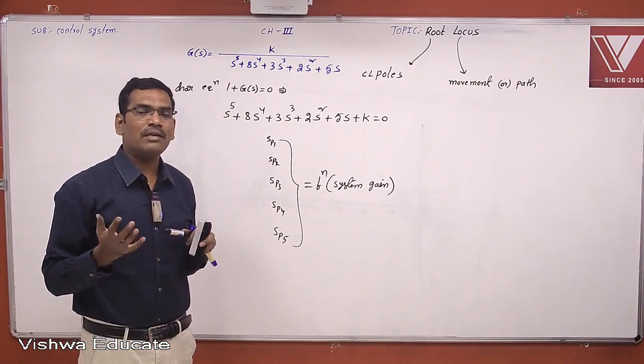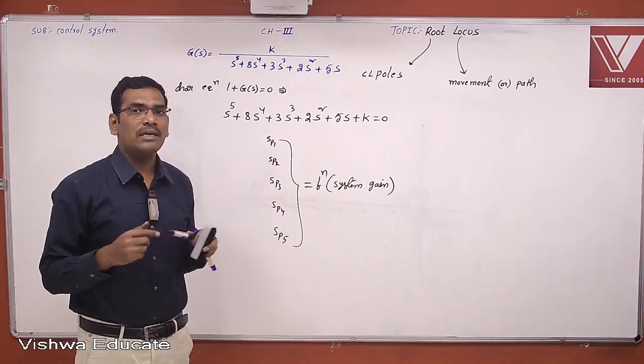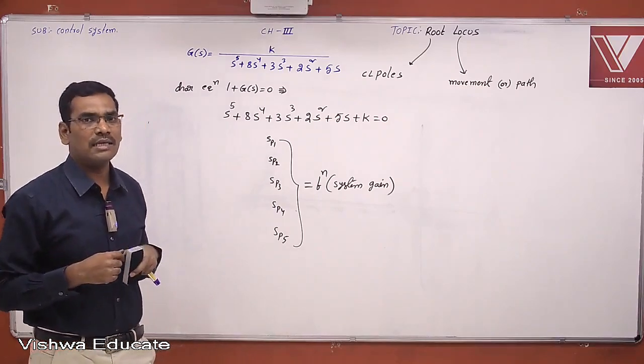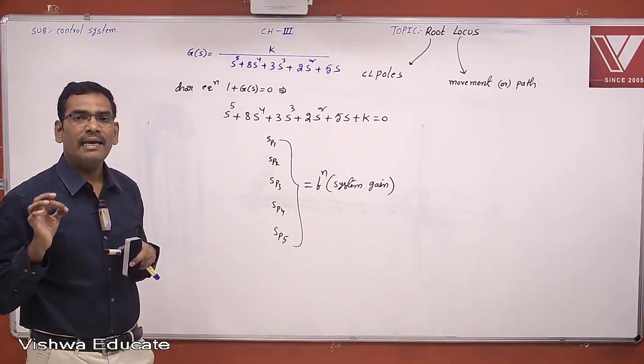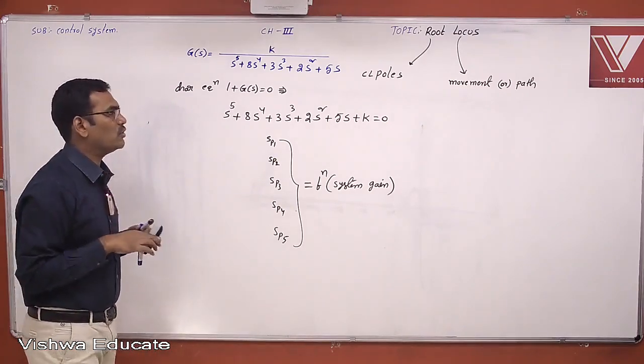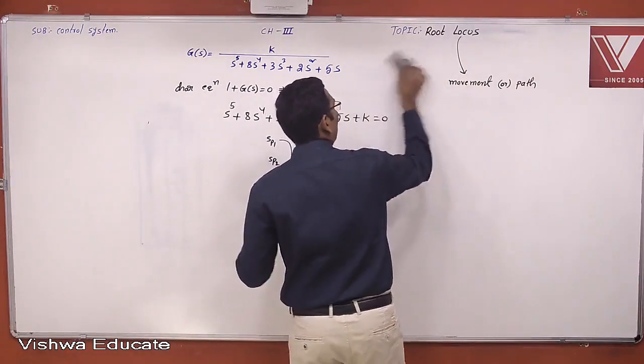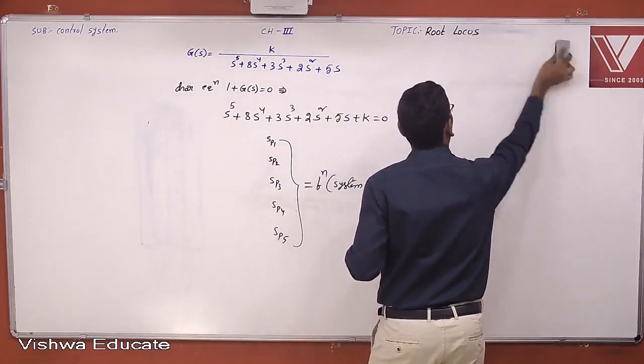So for higher order characteristic equations, for higher order closed loop control systems, it is difficult for us to draw the root locus diagram. So we want to find an alternate solution for that. Now that alternate solution we will find. Now see how I can find the alternate solution.